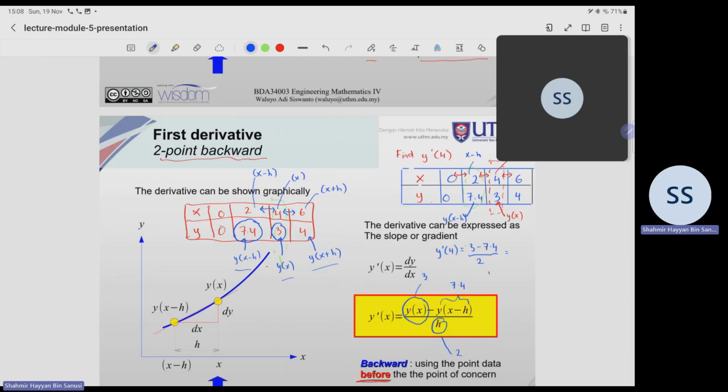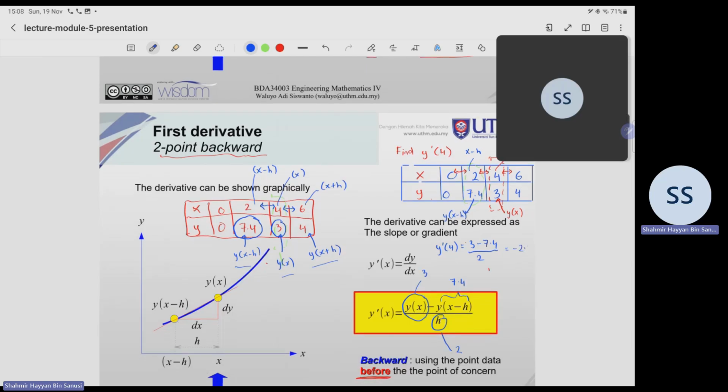So you get negative 2.2. Okay, I hope by now you are clear what's the difference between 2-point forward and 2-point backward. As long as you know what is your x, you know what is your x minus h, x plus h, you can replace the value in this equation. All right, that is 2-point backward.